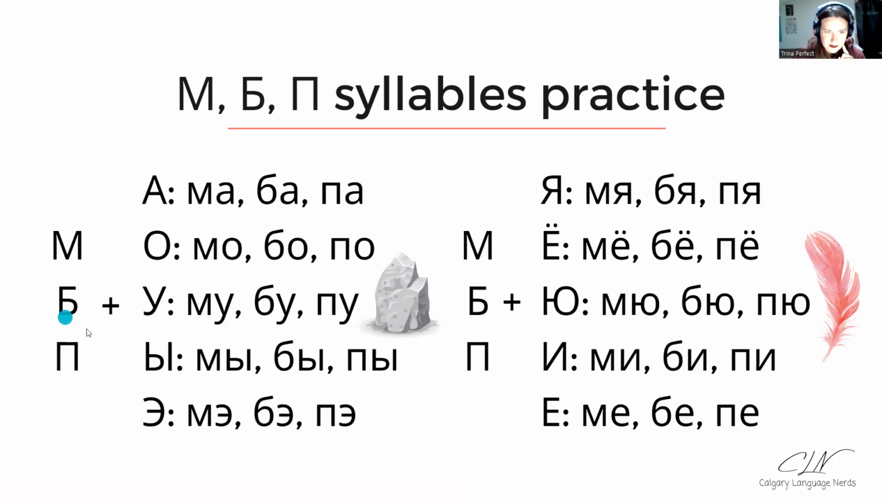So let's go here first. Мы. Мы. You see how I'm not trespassing this limit here. Бы. Бы. And и is the other way around. Ми. Би. Пи. Let's do it one more time. Мы. Бы. Пы. And the other one. Ми. Би. Пи. And let's do it in pairs. Мы. Ми. Бы. Би. Пы. Пи.